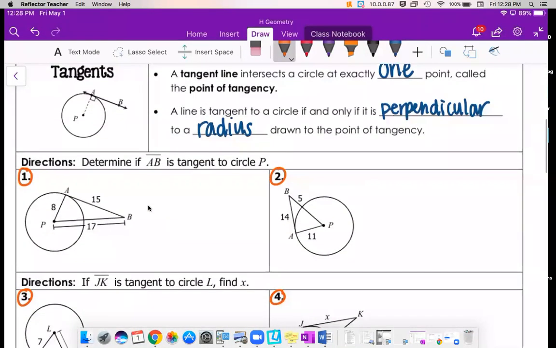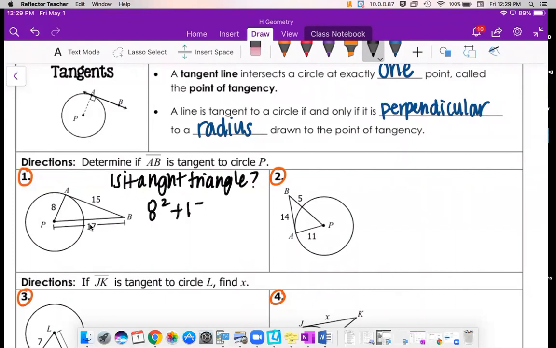For these ones, it says determine if AB is tangent to the circle. What we're trying to determine is if this is a right angle right here. The easiest way to do that is with the Pythagorean theorem. Really we're just looking for, is it a right triangle? If this is the 90-degree angle we're trying to figure out, that means 17 is your c. So we're going to see if 8 squared plus 15 squared equals 17 squared. And if it does, then that means this is going to be a tangent line.